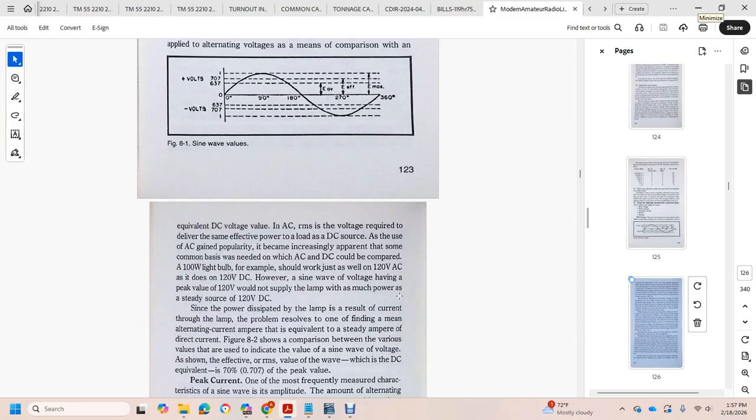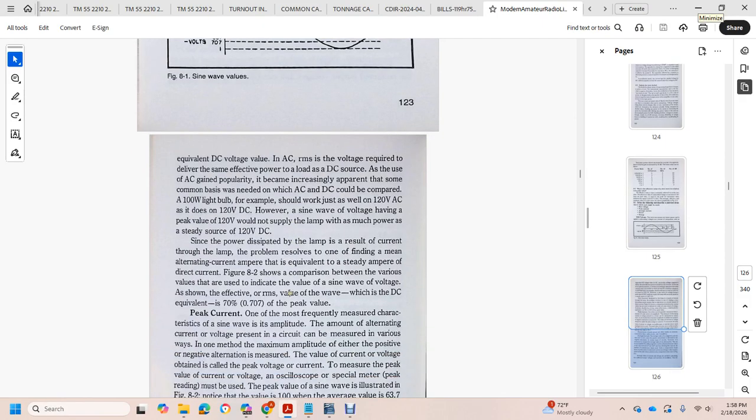As AC gained popularity, it became increasingly apparent that a common basis was needed for comparing AC with DC. If compared using a 100 watt light bulb, for example, it should work just as well with 120 volt AC as with 120 volt DC. However, a sine wave voltage having a peak value of 120 volts would not supply the lamp with as much power as 120 volt DC.